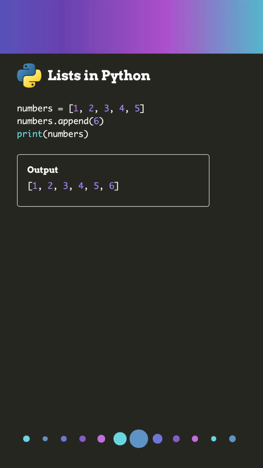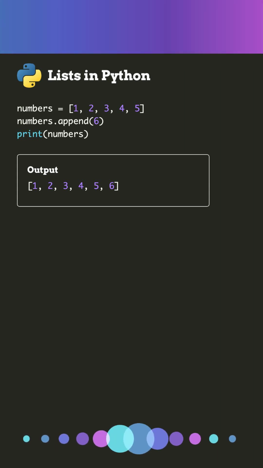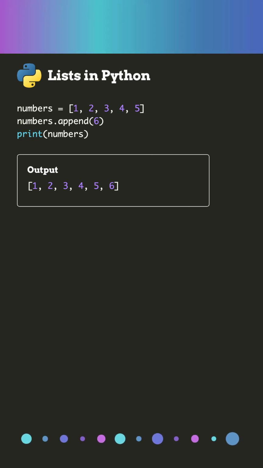Python also has built-in methods to manipulate lists. For example, the append method allows you to add an item at the end of the list. In this example, we add the number 6 to the end of our numbers list using append.